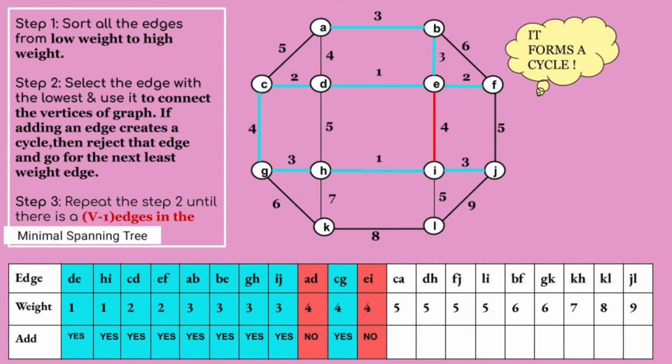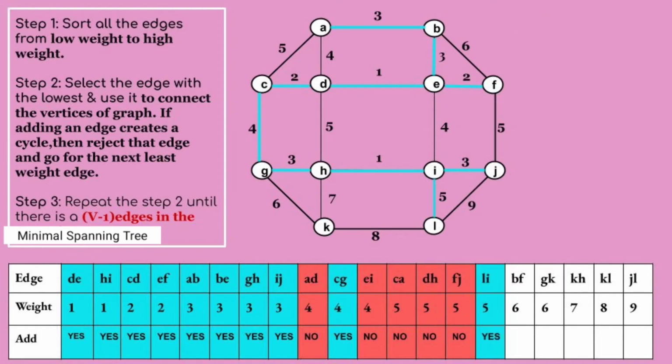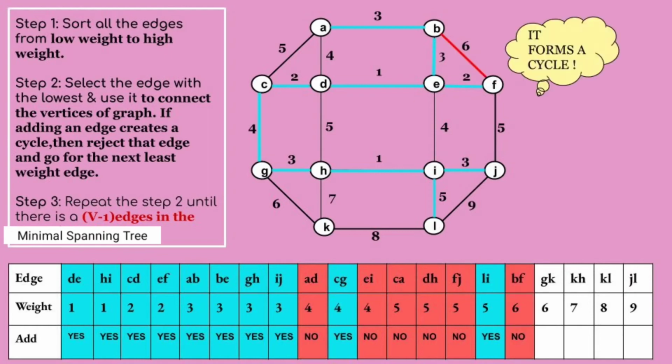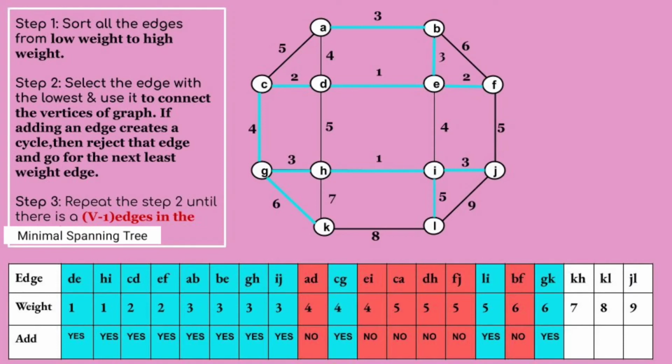Let's look at EI, CA, DH, and FJ. All these edges can't be added to the minimal spanning tree because adding all these edges would form a cycle. Now, pick for LI. Check for cycles. No cycle formed and add this edge to the MST too. Let's try add BF. It forms a cycle, so it won't be in the minimal spanning tree. One more to go. So, let's try add GK. As you can see, it doesn't form any cycle.